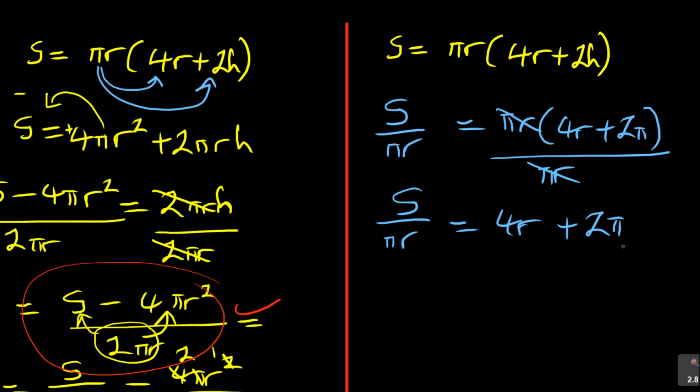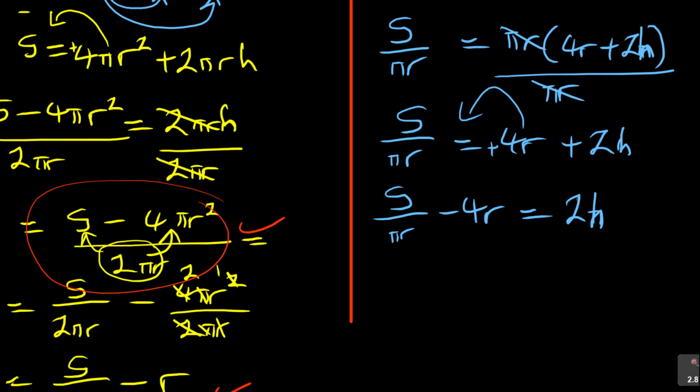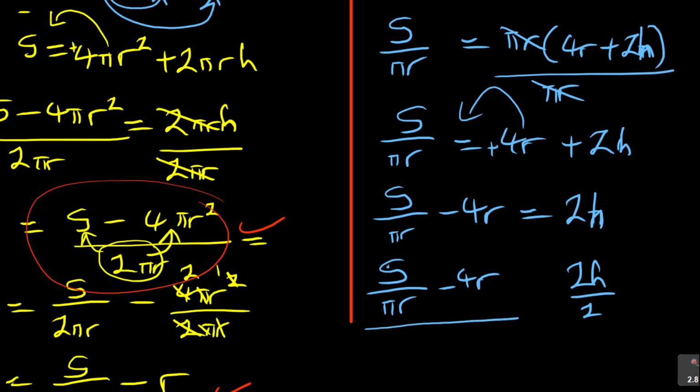I mean 2 pi. 2h is actually not pi, it's 2h there. So this is h. So you see, that's a way of opening the bracket. Take this to the other side. It's positive, it becomes negative. So it's s over pi r minus 4r is equal to what? Is equal to 2h. So I want to remain with what? With h. So 2h over 2 is equal to s over pi r minus 4r, divided by 2 also.